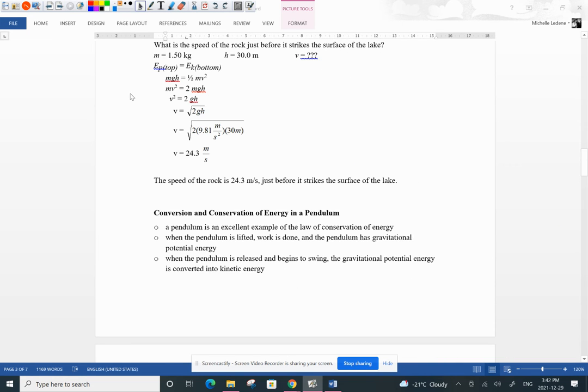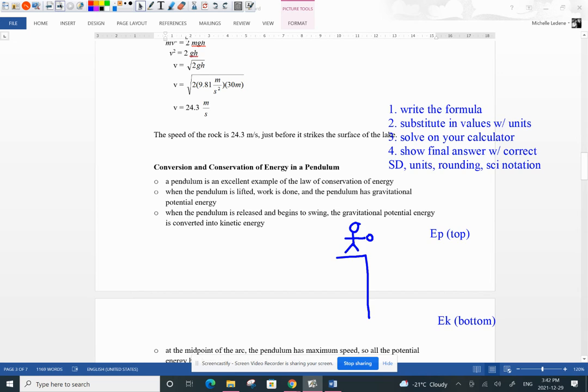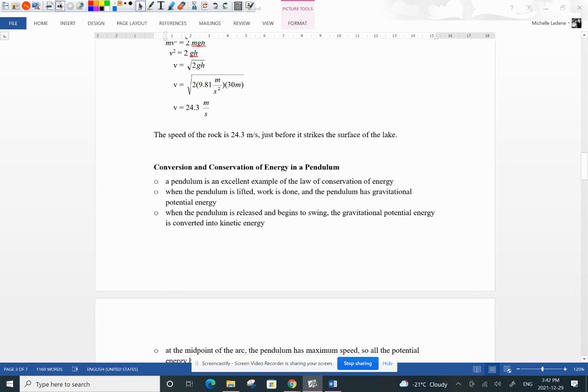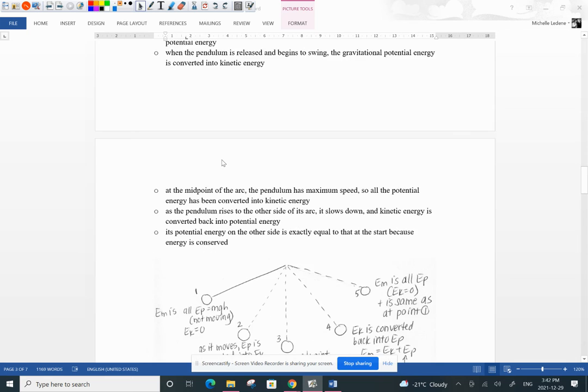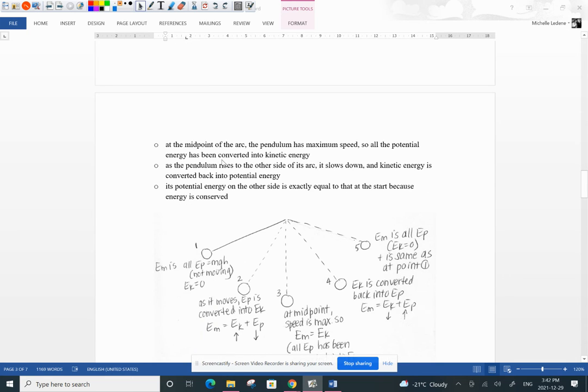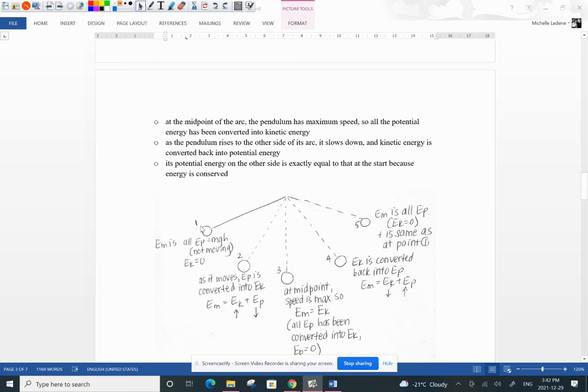Okay, so now we are going to be talking about a pendulum. You guys have all seen a pendulum, right? Like in a grandfather clock. A pendulum is like a little bob, a little round thing, usually on a string. And remember that when we talk about our mechanical energy, EM is equal to EP plus EK. Mechanical is potential plus kinetic added up together.